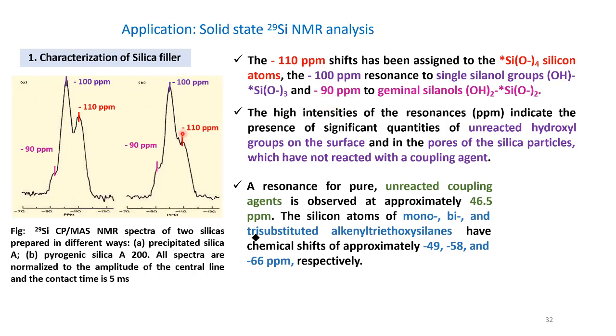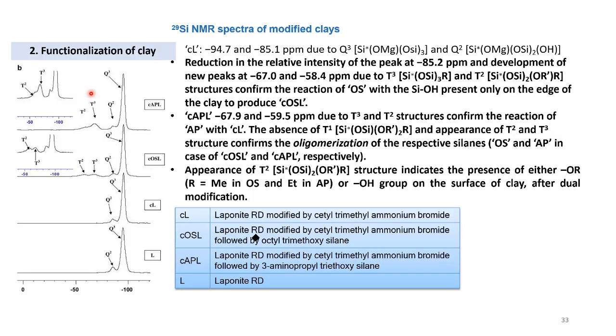So the peaks are like this: minus 110, minus 100, and minus 90. Three peaks will be observed for a silicon filler. And also for the clay, with different modifications of the clay, suppose we have Laponite RD, the peaks will be observed for the different modifications, and we can determine that with referencing against the original standards, and we can assign those peaks to the different groups, and that is how we know which peak is present at what place.